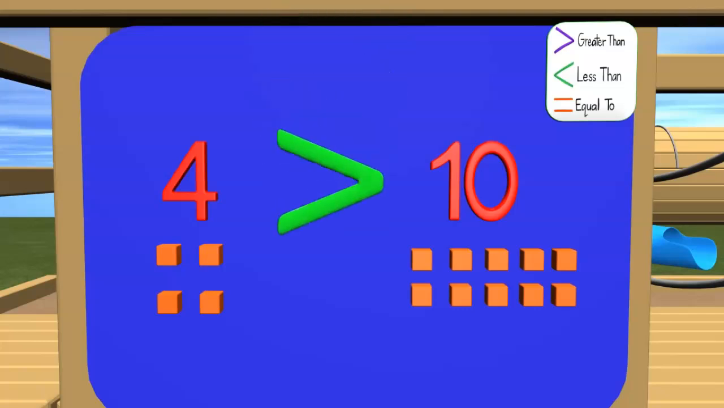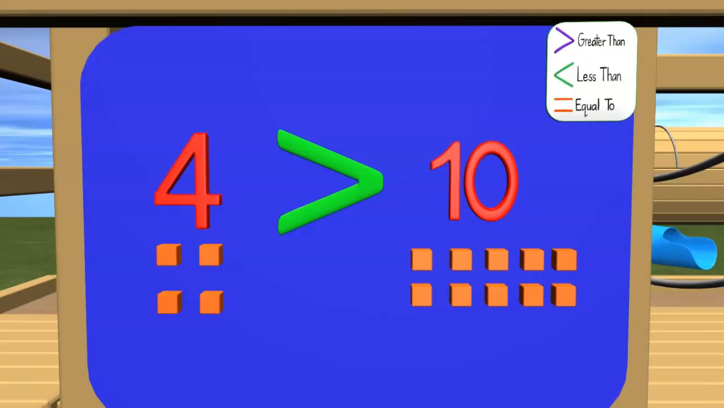I like to think of this symbol as a big mouth that is always hungry. It wants to eat the biggest amount, so the open side should always face toward the biggest number. One thing that helps me is to remember that just like reading a book, we start on the left. Knowing this will help us remember if it is greater than or less than.